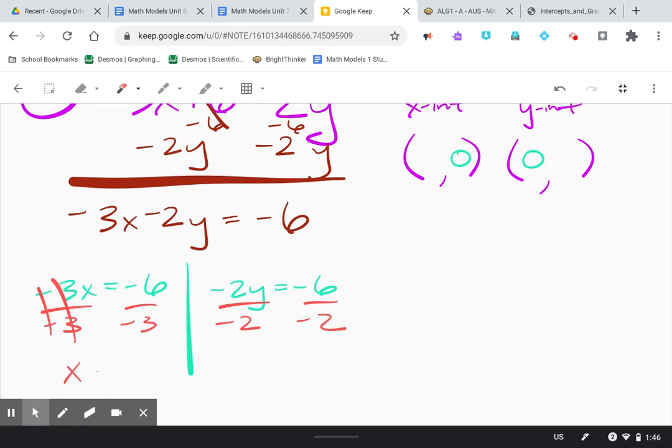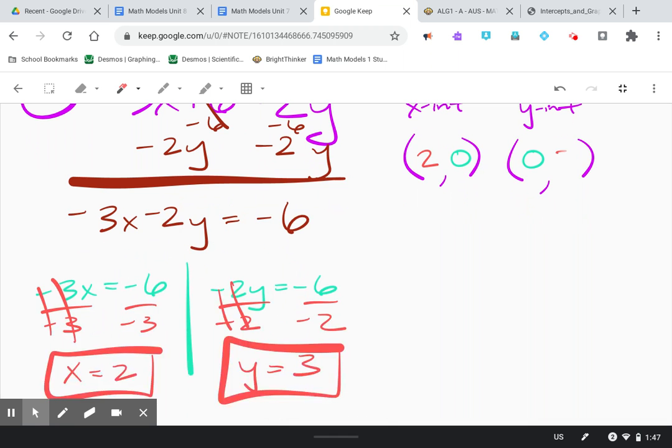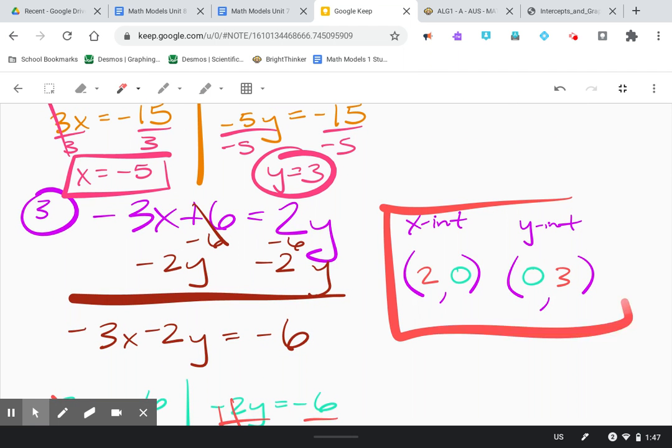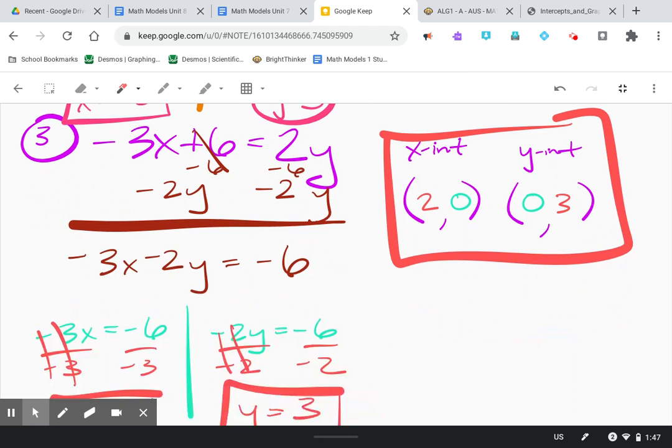Those go away, giving me x equals 2. That goes here. And then this goes away, giving me y equals 3. That goes here, and those are the x and y intercept of that equation.